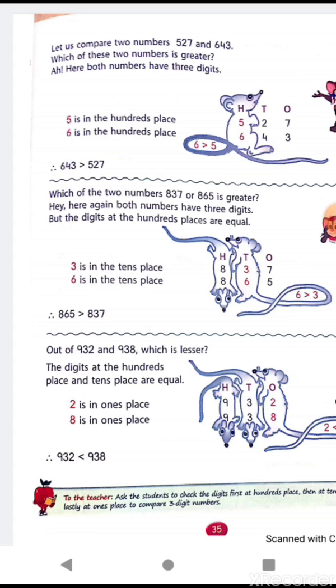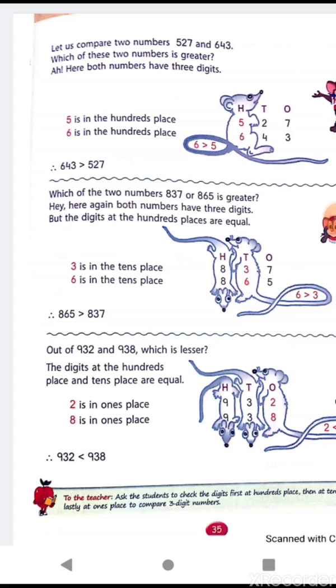Which of the two numbers 837 or 865 is greater? Here both numbers have 3 digits, but the digits at the hundreds place are equal. First we check if the number having more digits is greater. Then when the number of digits is the same in both the numbers, we compare the digit at the highest place, that is hundreds place.